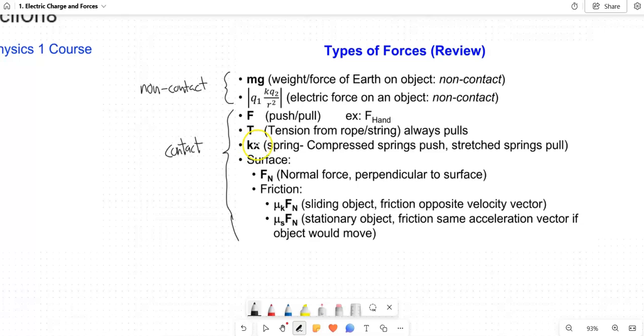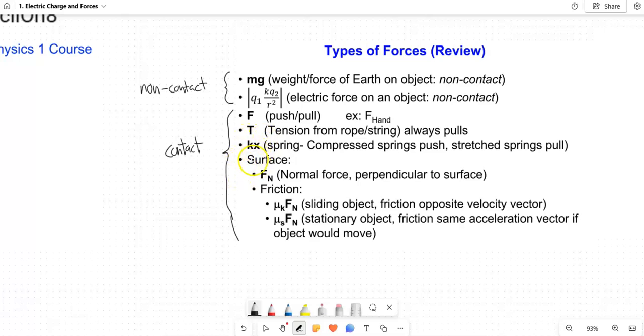Is it a spring, which is k times x, the spring constant times x? Don't make the mistake of the spring constant being the same thing as this constant, which is 9 times 10 to the 9th newton meter squared per coulomb squared. So the spring constant is how stiff the spring is. x is how far it's compressed or stretched from the equilibrium position.